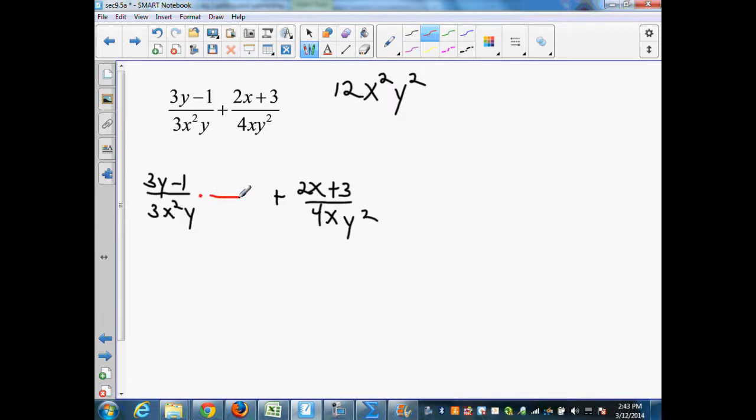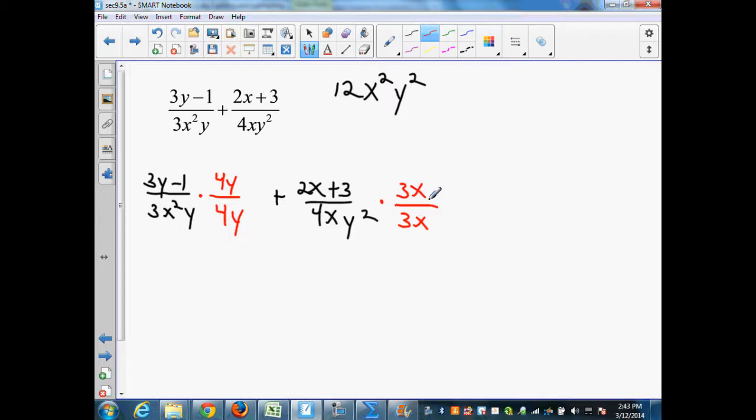Therefore, I need to get 3x squared y to be 12x squared y squared. Therefore, I can multiply by 4y in the denominator and numerator. In this fraction, I need to get 4xy squared to become 12x squared y squared. Therefore, I'll multiply the denominator by 3x, and therefore multiply the numerator by 3x.